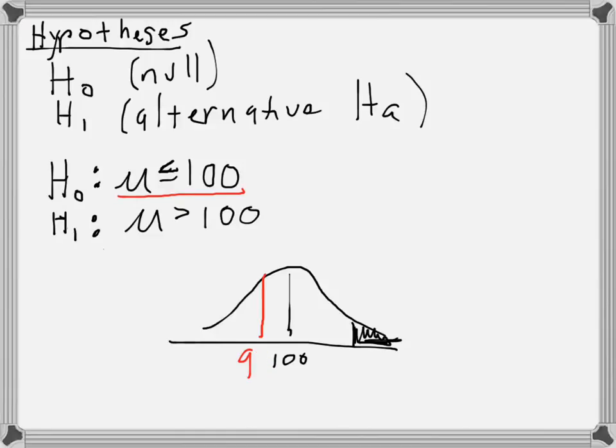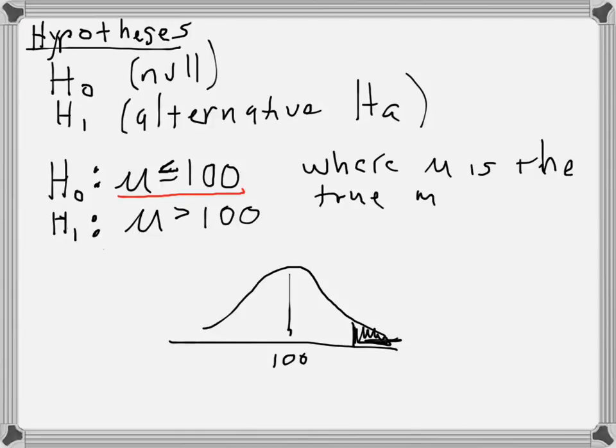Okay, so these are my hypotheses, and it's always a good idea to write out what your parameter is. That is, what do I mean by this letter mu right now? Where mu is the true mean IQ score of my school.